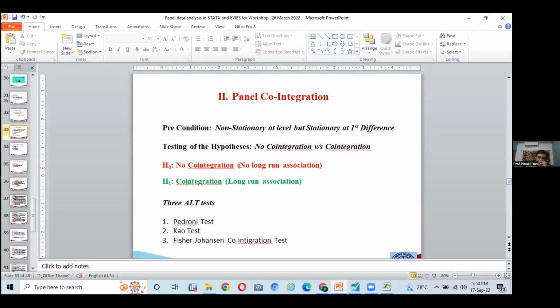In the case of the panel co-integration test, there are two hypotheses. The null hypothesis is no co-integration, and the alternative hypothesis is co-integration. And what is the precondition? The precondition is that both variables are stationary at the first difference.